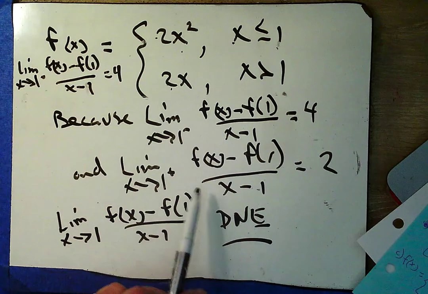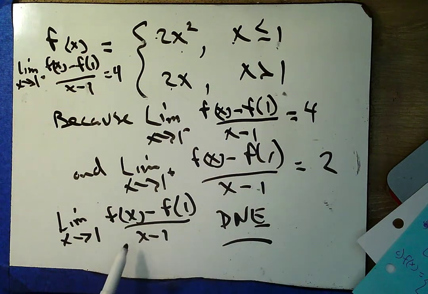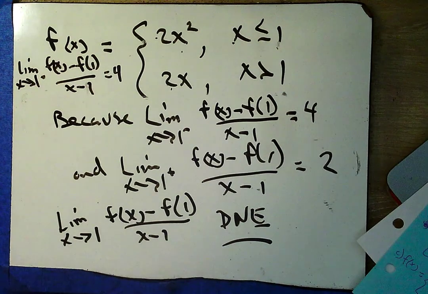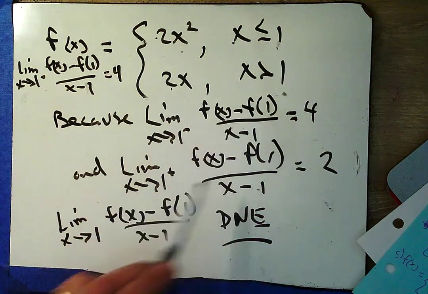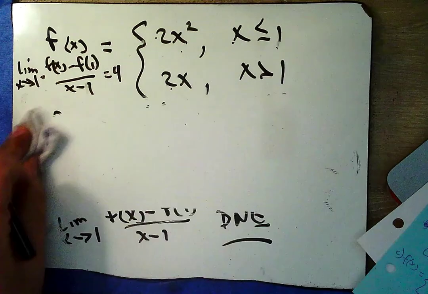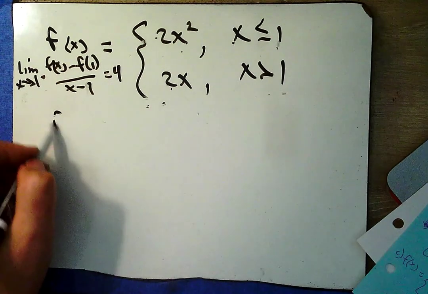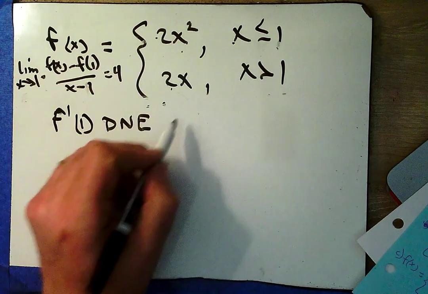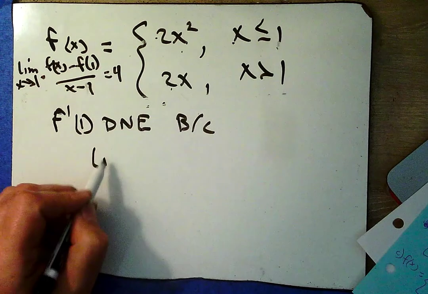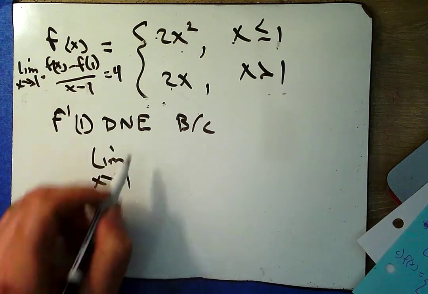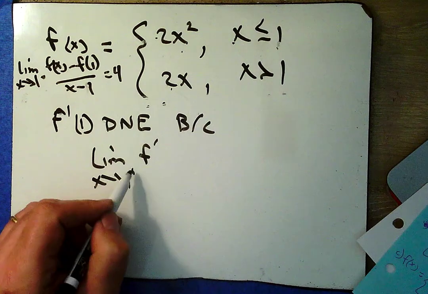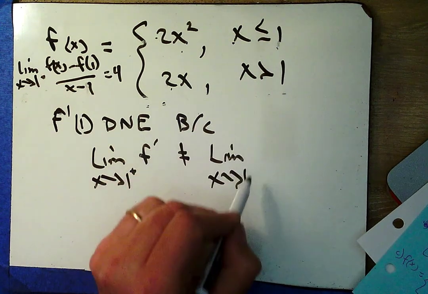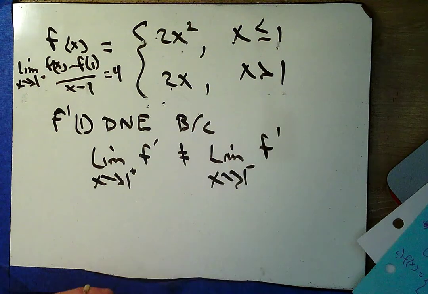Because the limit from the left and the right side were not the same, the limit at that point will not exist. Now, we could say this in a tidier way, I think. Let me see if we can use a tidier way. f prime of 1 does not exist because the limit as x approaches 1 from the positive side of f prime does not equal the limit as x approaches 1 from the negative side of f prime, right?